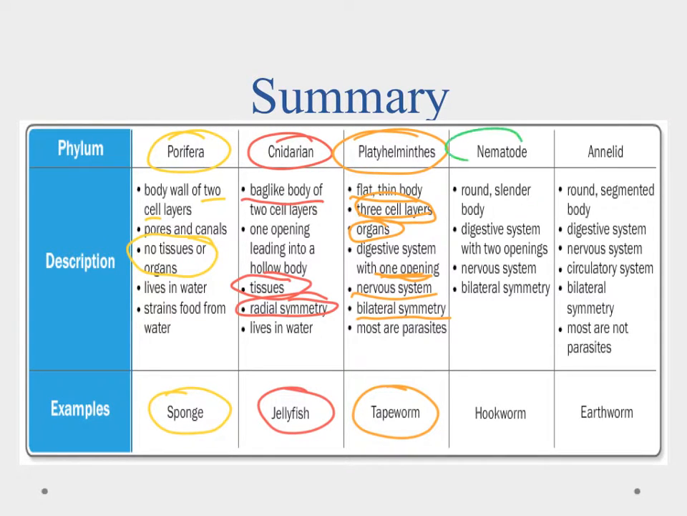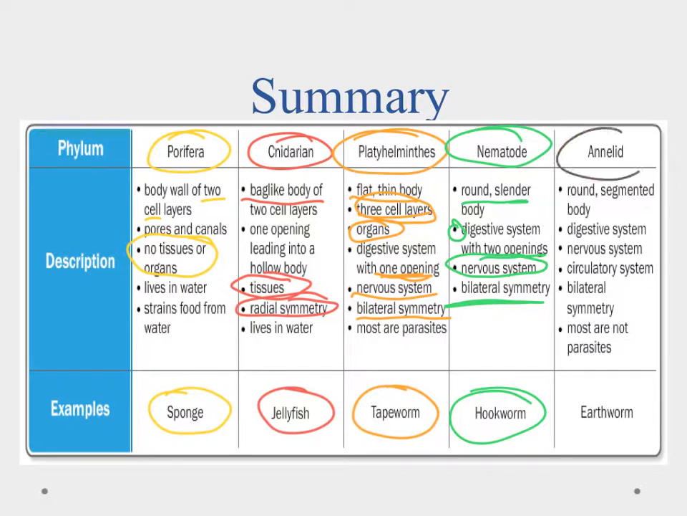Up next are the nematodes, or the roundworms, and our example would be our hookworm. They had a round, slender body to them, and here we see a digestive system with 2 openings, so it's a one-way digestive system. They had a little bit more developed nervous system, and again, they have bilateral symmetry.